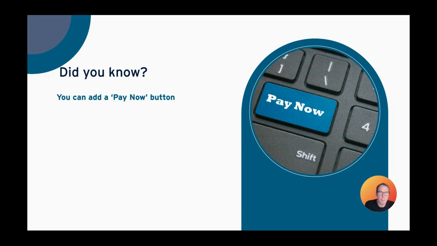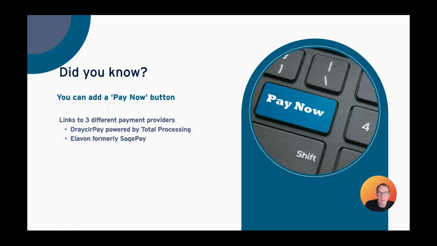Okay, final bit to touch upon then from a distribution perspective is, did you know you can also add instant pay links to any of the documents you send out via Spindle? We link to 3 different payment providers currently. So we work with Draycir, which are powered by Total Processing, one of our payment partners. We work with a company called Elevon, which are formerly Sage Pay, and we also work with Stripe.